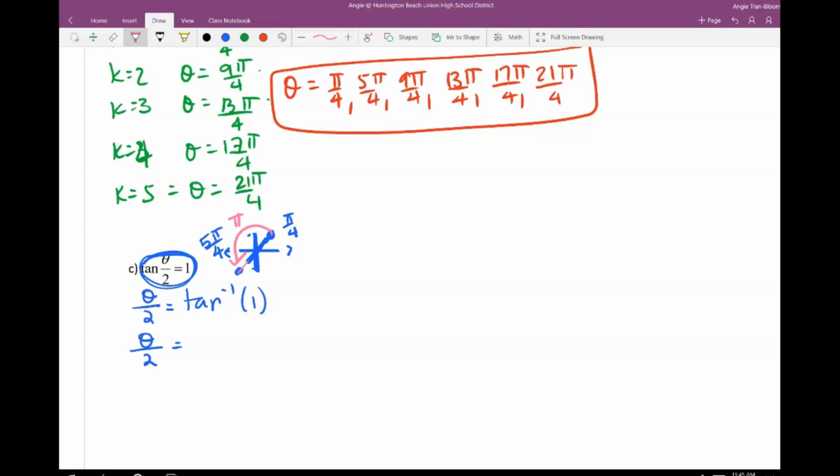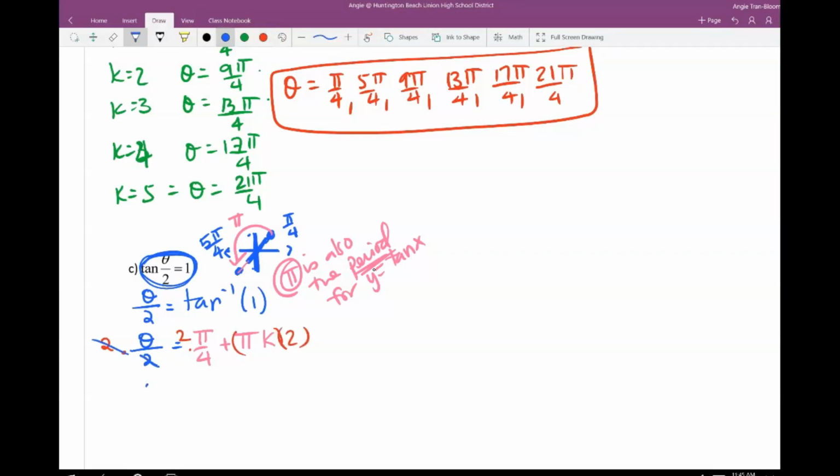Why do I add a pi? Because pi is also the period for y equals tangent of x. So you can see I'm adding pretty much the period for each of these equations, okay? So pi over 4 plus pi, because that's the period. And then we add k at the end because we will have to define what k is. But I still have to solve for theta by multiplying everything by 2, okay?